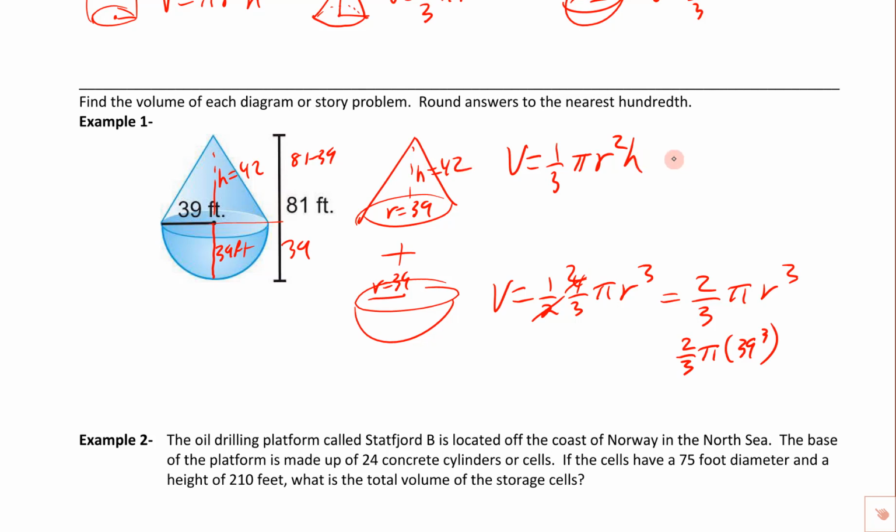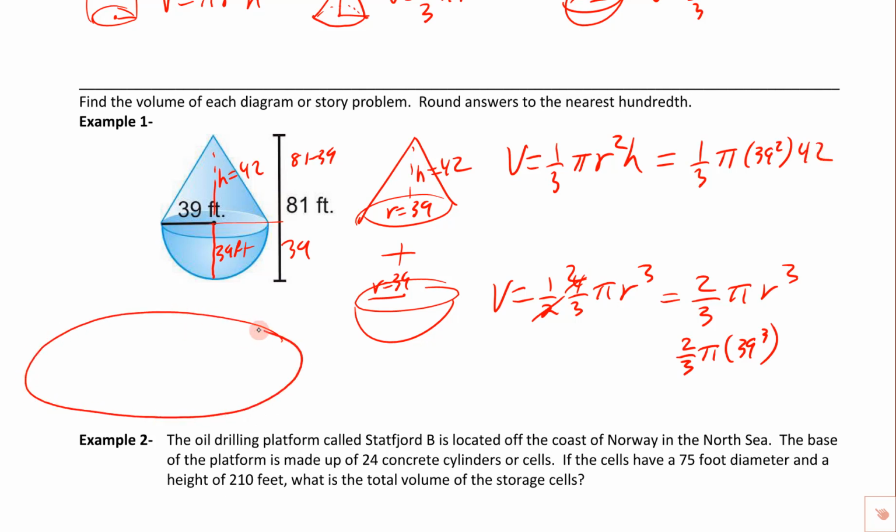So now we've got this formula. This is going to be 1/3 pi. The radius is still 39, so we'll do 39 squared, and then the height is 42. Okay, now I'm going to put my answer over here. I'm going to put a big circle right here for the answer, and right now I'm going to say, hey, this is a volume, so this is going to be feet cubed.